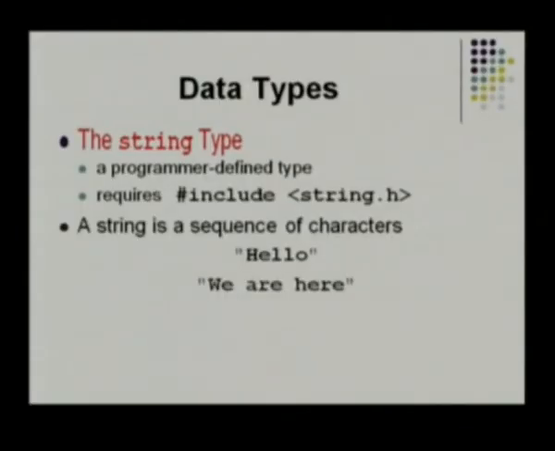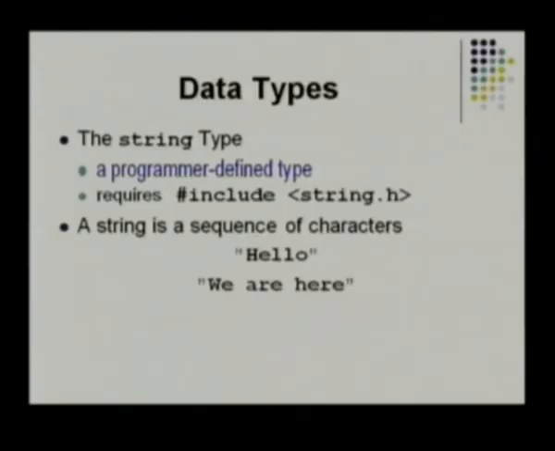Then finally, the string type. This is programmer defined: the programmer defines what value is to be held in a string. Though you say character of 10, how much space it holds depends upon the values given by the user. This requires the header file string.h. It is nothing but a sequence of characters, and examples are given within double quotes. A number of characters put together in consecutive locations form a string. To identify it as a string, you need the header file string.h.